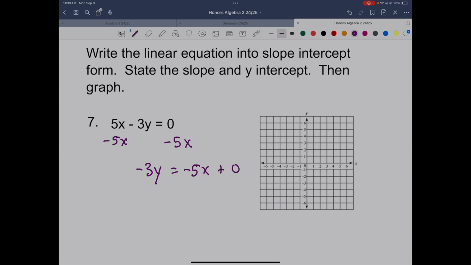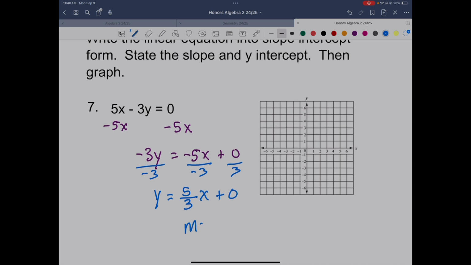Okay, let's take a peek. So I've got, subtract 5x, negative 3y equals negative 5x plus 0. Notice I put the plus 0 in there. You don't have to put the plus 0 in there. I put it in there because it's always mx plus b, so it's plus something. So I just put the 0 in there to help me out a little bit. So I'm going to divide by negative 3. That gives me y is equal to, a negative divided by a negative is a positive, 5/3 x, plus 0 divided by anything is 0. And the reason I put the 0 there is, slope is 5/3, right?